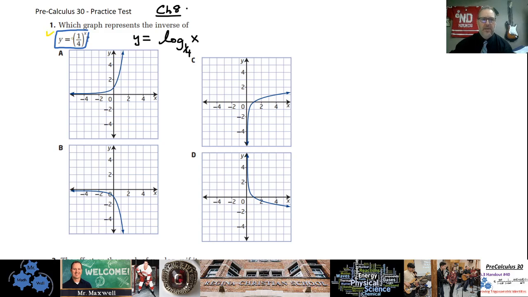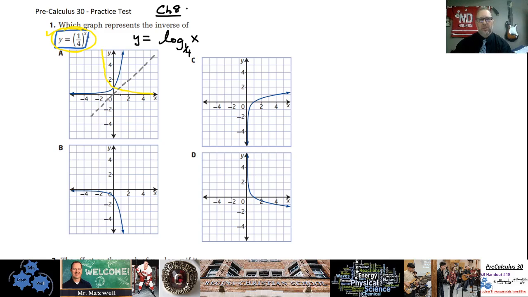First way, looking at this graph first. This is an exponential and the base is between 0 and 1. So it kind of comes down like this, passes through 1 and goes like this. That's what this graph does right here. So you're going to want to look for a graph that reflects about this y equals x line, right? Because inverse means reverse x and y.